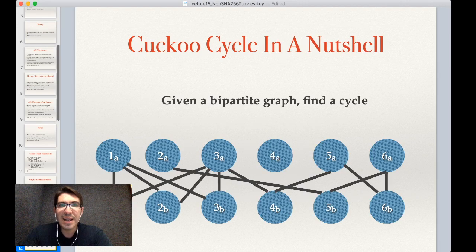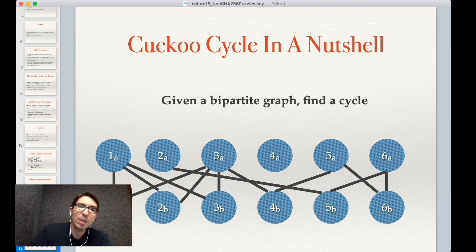And the basic idea here is, given the data in a block, convert it into this bipartite graph. A bipartite graph just means it is a graph like this, where the nodes are grouped into two groups, and anything from the first group can only go to the second group, and anything from the second group can only go to the first group. Then we want to find a cycle, a loop in here.